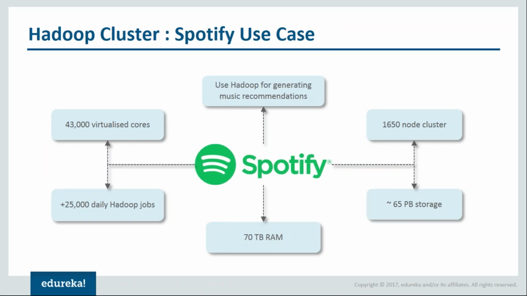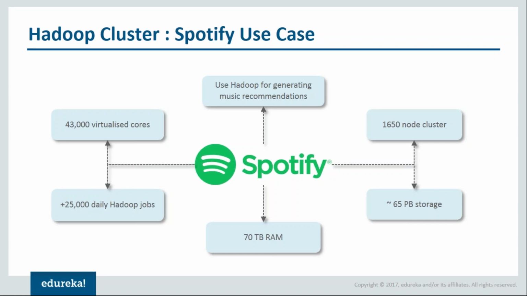So how many of you listen to music on Spotify? Alright, so it looks like some of you do. Even Spotify uses Hadoop for generating music recommendations, because when you're listening to music, you'll see that some new songs are recommended to you, which also belong to the same genres that you have been listening to, right? So it is done by big data analysis with Hadoop.